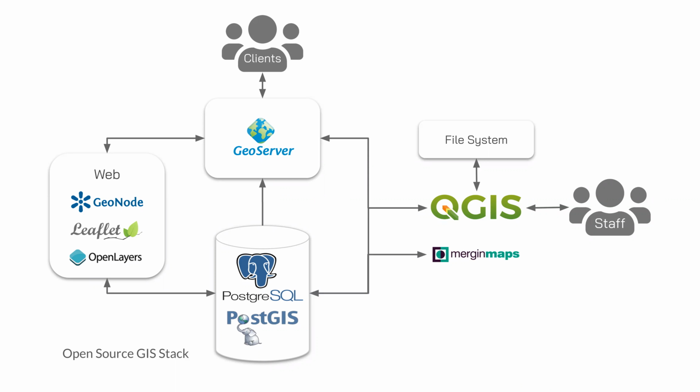What about MerginMaps? Well, we need to do some field data collection. Your staff specifically need to do field data collection. We want them to be able to collect data using a custom app that we build, and we want that data to eventually make its way back to the database. And Mergin has this nice little app called MerginDB Sync that will allow you to sync data from MerginMaps directly back into the database. So we've come full circle, right? We're able to go out in the field, collect data, sync those data back into the database, and the world is a happy place.